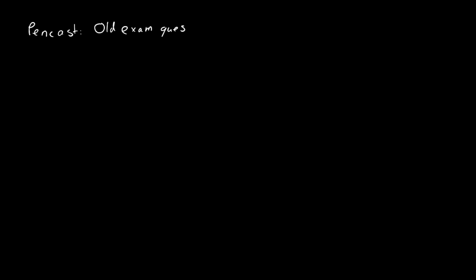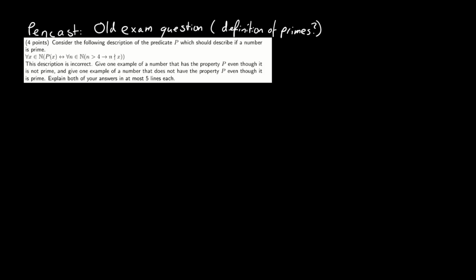In this one, we treat an old exam question that's about an odd definition of what prime numbers might be. A number is prime, or it has the property p, if for all numbers n larger than 4, that number n does not divide it. Now the question already tells us that this description is incorrect, and that we should give an example of a number that has the property, even though it is not prime, and we should give an example of a number that does not have the property, even though it is prime.